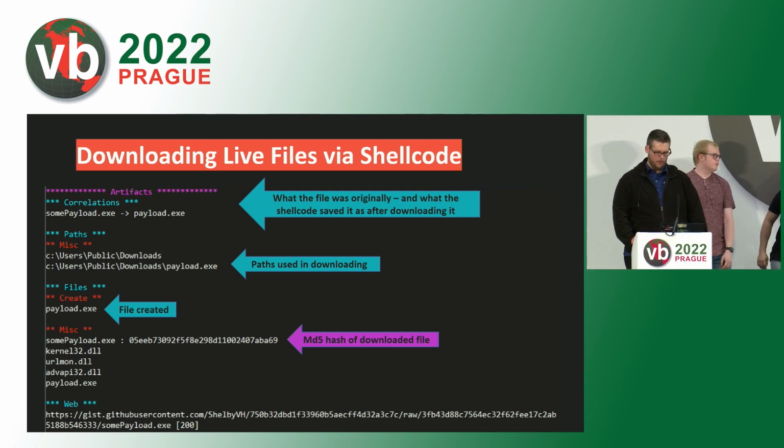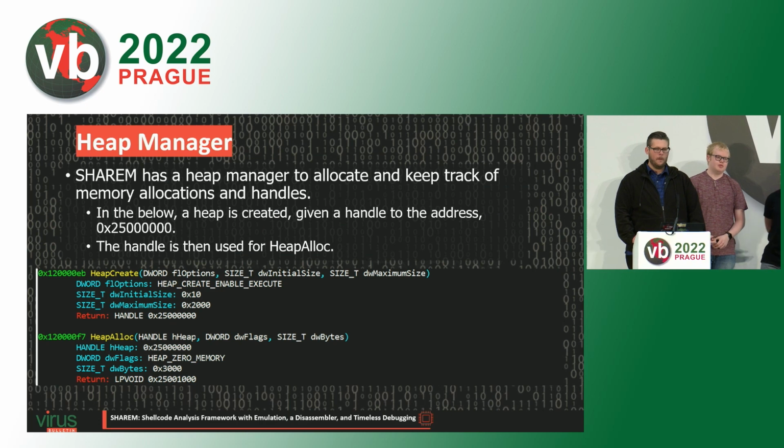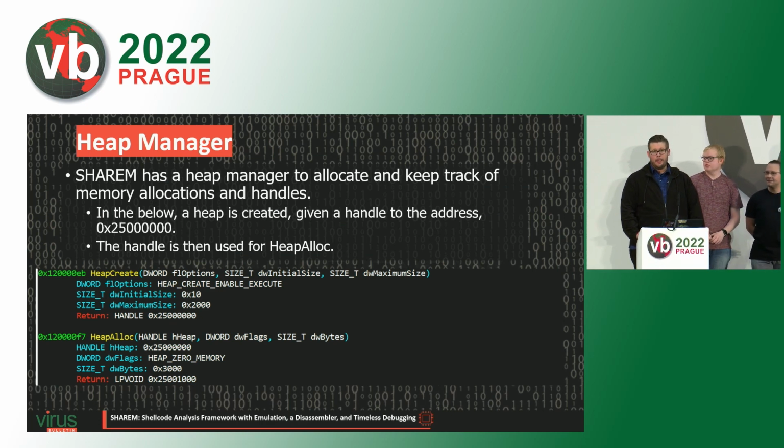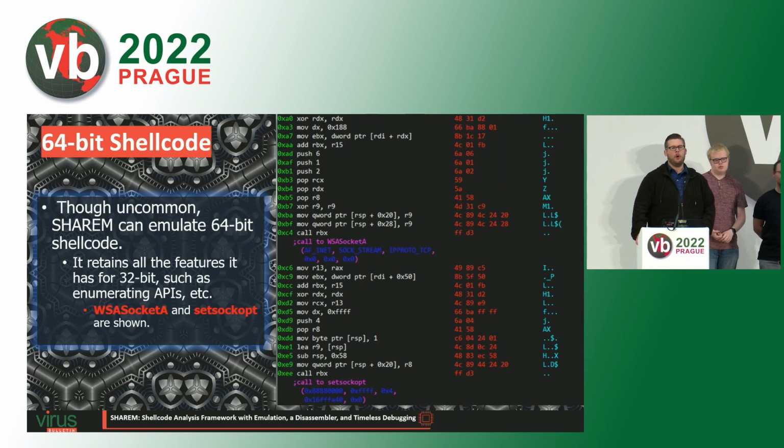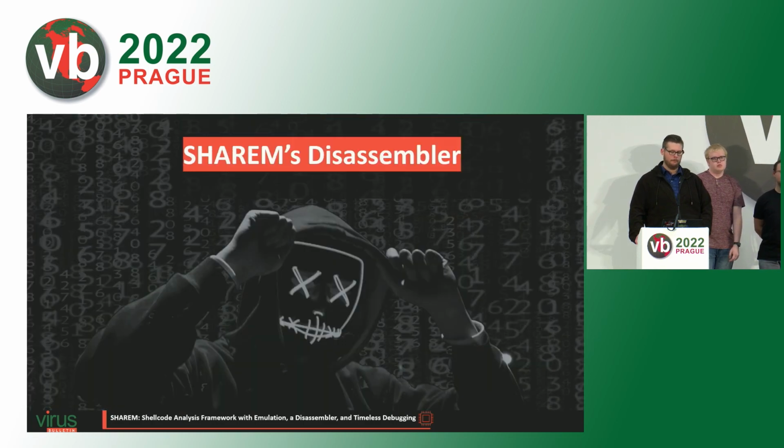All right, thank you, Sascha and Shelby. So SHAREM also provides functionality for a heap manager, where we actually implement very specific functionality for all aspects of the heap. Even though it's probably not necessary in most cases for shellcode, whenever possible we try to be accurate, and so SHAREM does take care of that for us. We do support 64-bit shellcode, so we can emulate it and also disassemble it as well. It's not very common in Windows. It's typically 32-bit, but we do have that functionality.